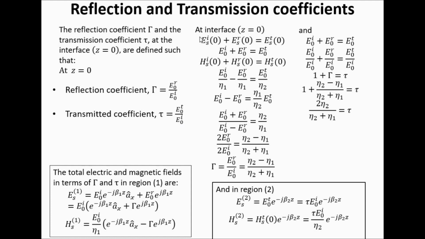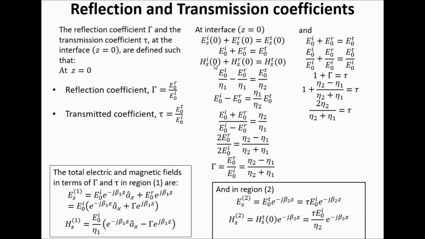So the reflection coefficient is the ratio of the magnitude of the reflected electric field to the magnitude of the incident electric field at the boundary. It's called the reflection coefficient. And the transmission coefficient is the ratio of the amplitude of the transmitted electric field to the amplitude of the incident electric field at the boundary. And H0I minus H0R equal to H0T.